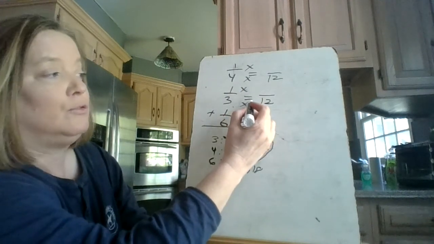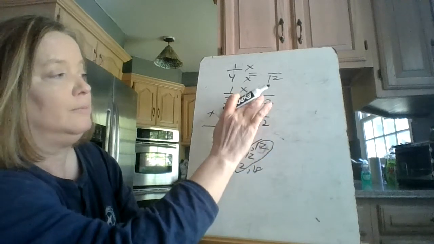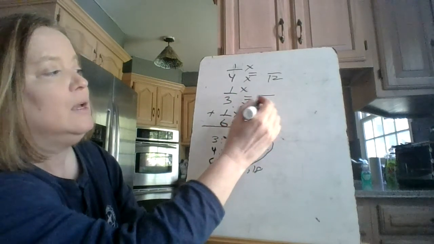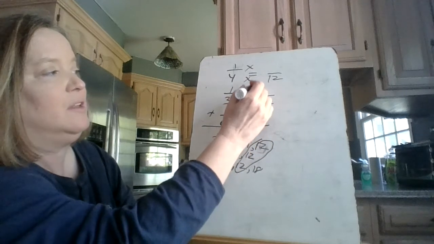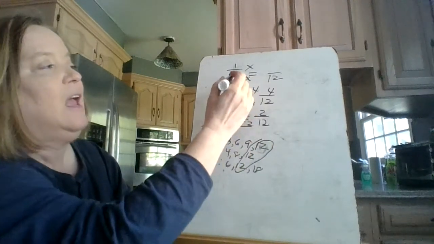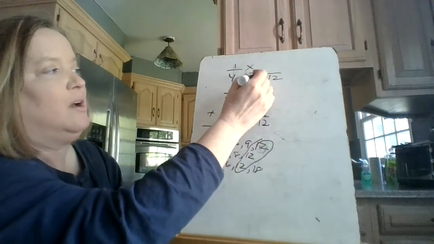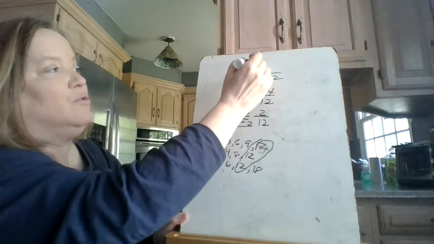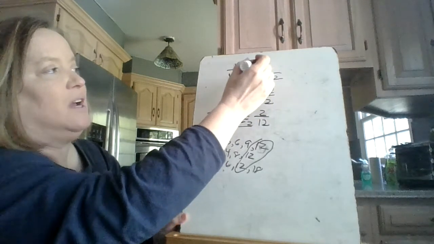3 times 4 is 12. Whatever I do on the bottom, I'm doing on the top. So 1 times 4 is 4. And lastly, 4 times what gives me 12? 3. Whatever I do on the bottom, I'm going to do on the top. So 1 times 3 is 3.